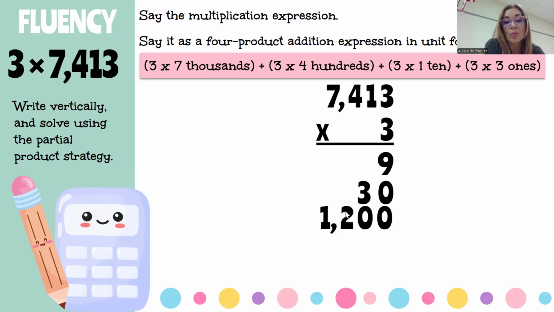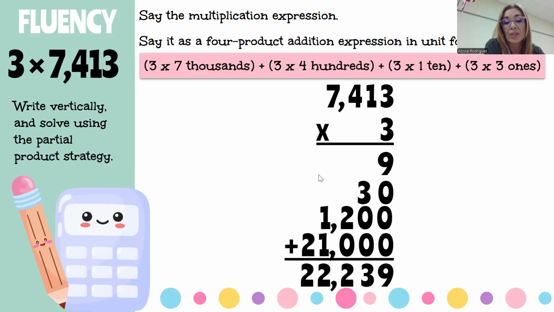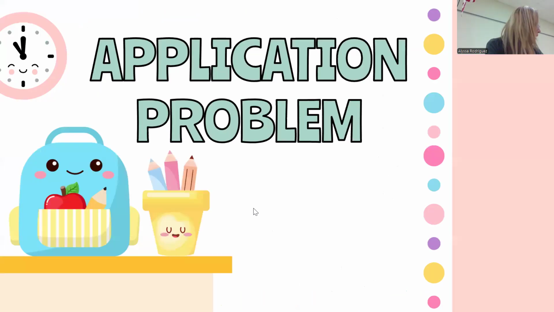4 times 3 is 12. And 7 times 3 is 21. All we have to do is add everything together, and our answer is going to be, let me double check, that is correct, 22,239.